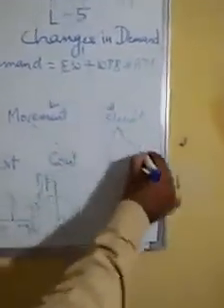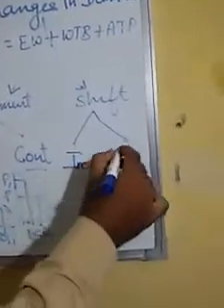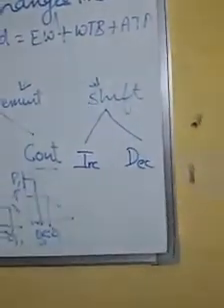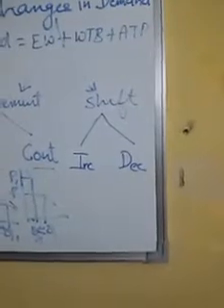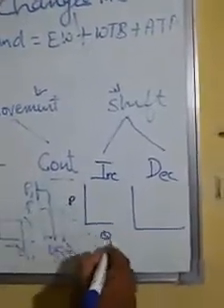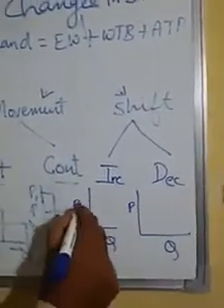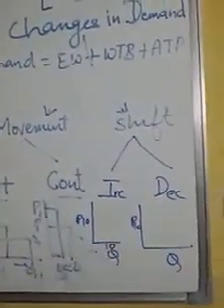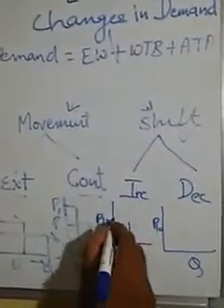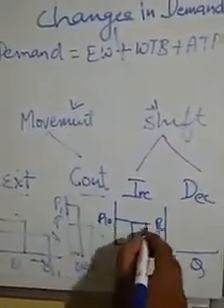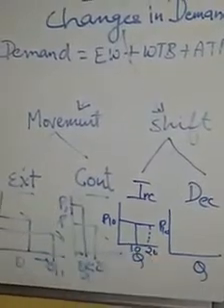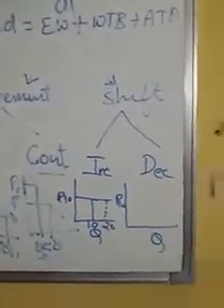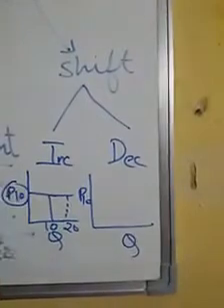Now shift. Shift means increase and decrease. So what is the increase and decrease in the demand? Again I am showing it by diagram. This is price, this is quantity demanded, this is price, this is quantity demanded. Suppose our price is 10 and at this time the demand is also 10. And demand increases from 10 to 20 even when price is constant.